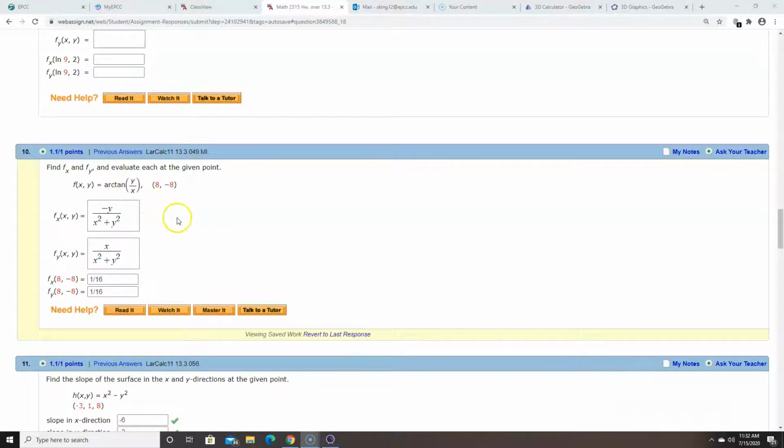And now they want us to find the slope again at this point, which maps onto the surface. And now at that point on the surface, what's the slope in the x direction and the y direction again? So the same idea as the other ones, just a different surface equation and a different point. So we're going to have to differentiate arctangent with respect to x and then differentiate it with respect to y. Okay, so let me show you that.